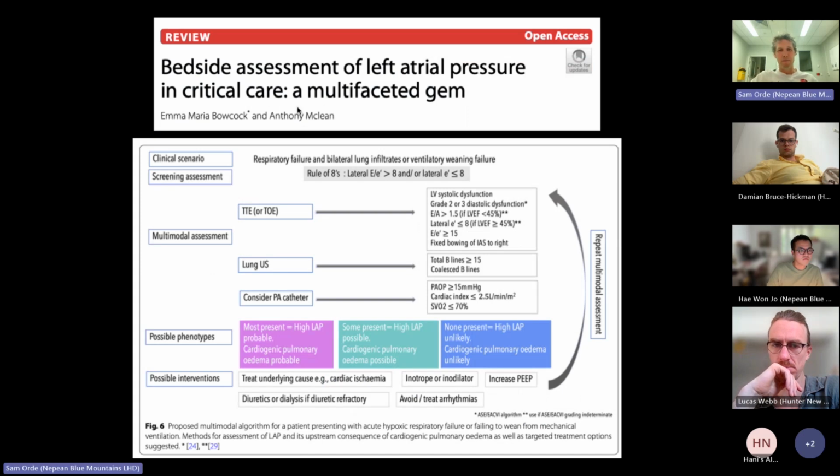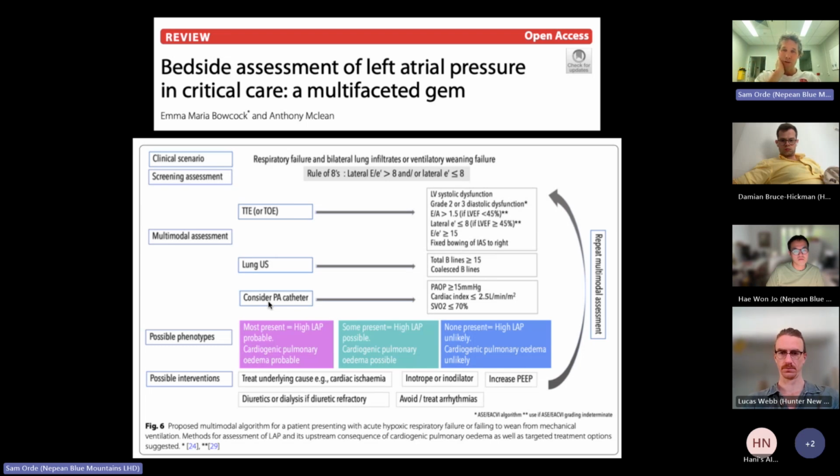Emma's done a really nice paper with Prof McLean suggesting that we're going to have a look, trying to keep it simple, looking at just your E to E prime and lateral E prime. They suggest you do your TTE, looking at all those different values that we spoke about, including the LVEF less than 45 and the E prime, and use your lateral E prime and your EF, mixing it with lung ultrasound and PA catheter. And then talking about probability is maybe what Emma was suggesting in this. I think you can't say it for 100% certainty, so you have to do your best with probabilities. I think we're used to dealing with that in the critically ill population.